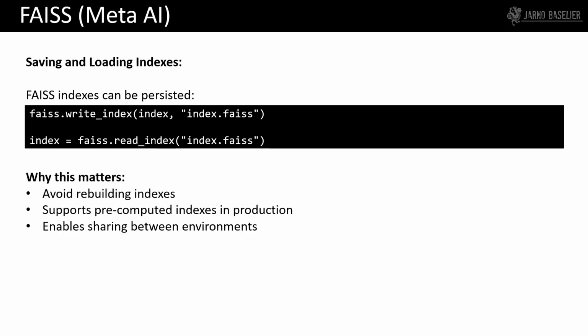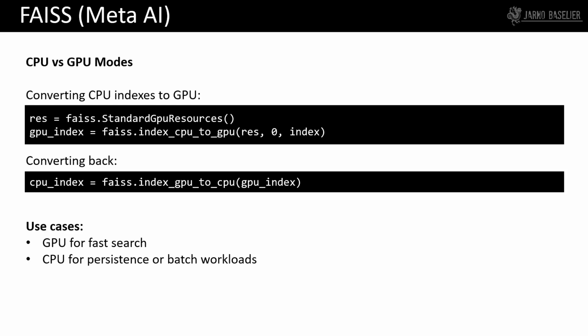Saving and loading indexes. FAISS indexes can be persisted with faiss.write_index and faiss.read_index. So we can write the index and then we can read the index. And this matters so we don't have to rebuild indexes after a power drop or at a later time. Once it is built, we can reuse it. It supports pre-computed indexes in production, and it enables sharing between environments.